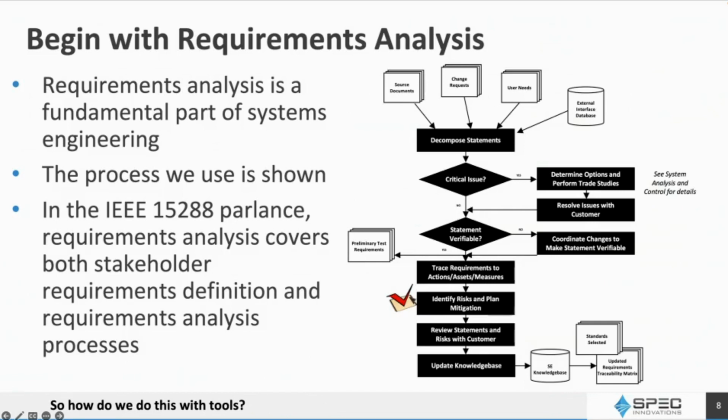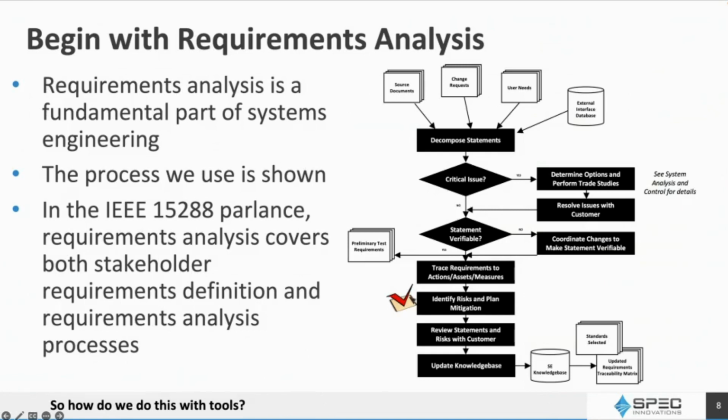Of course, you're going to trace those to requirements to actions, assets, measures, other things that are in the system model you're going to be building. So that's going to be another thing you'd be doing in parallel. And then, of course, looking for risk. It's always important to look for risks and risk mitigation.